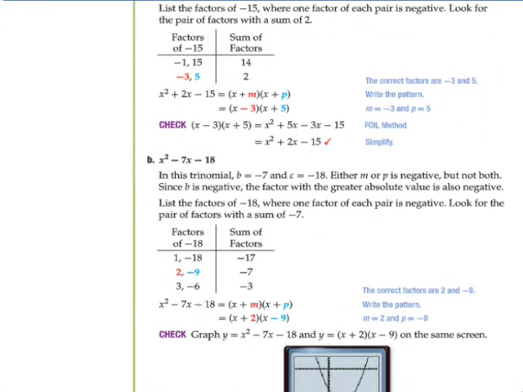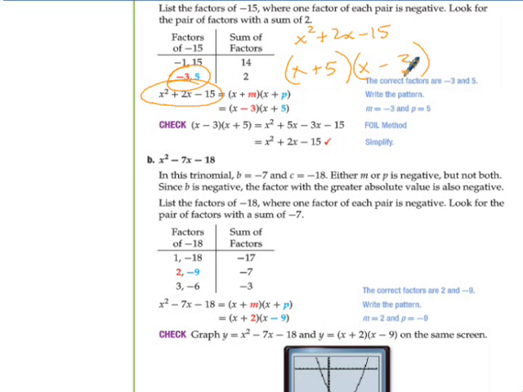Okay. So here we're trying to get x squared plus 2x minus 15. So we have an x and we have an x. Then one of them is going to be a plus and one of them is going to be a minus, and you have to find two numbers that multiply to negative 15 but add to 2. And what they show you here in the table is that it's positive 5 and negative 3.